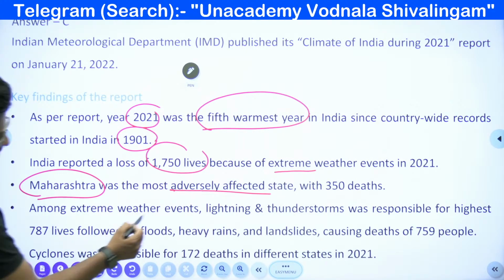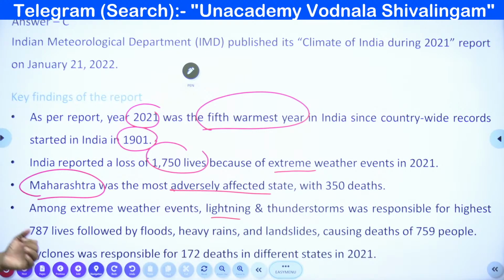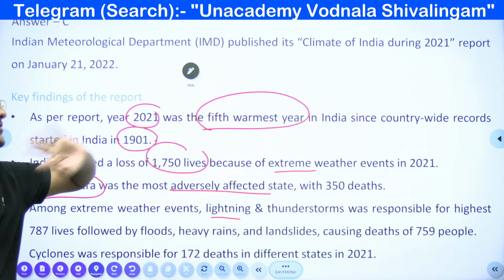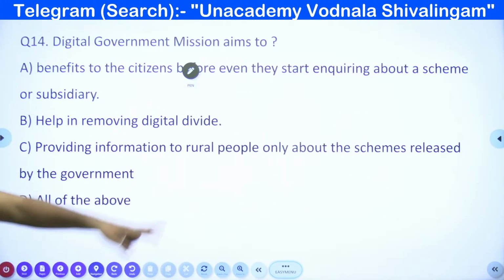Among extreme weather events, lightning and thunderstorms were responsible for the highest, 787 lives lost. It is followed by floods, heavy rains and landslides. Many cyclones also occurred, due to which 170 people died. But this is the important thing you need to remember: Maharashtra is the state most adversely affected, and it is treated as the 5th warmest year.